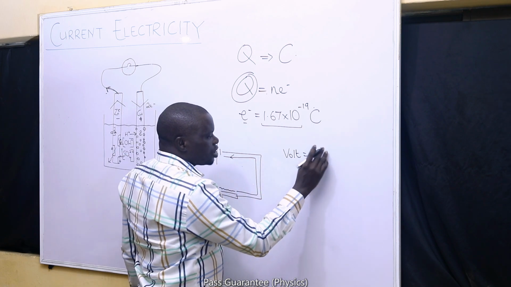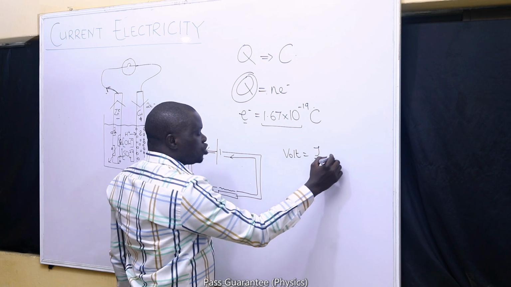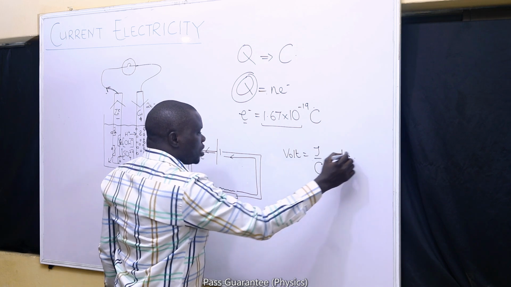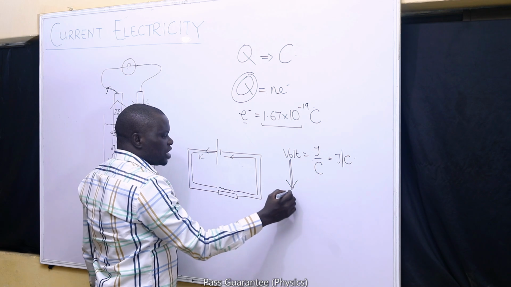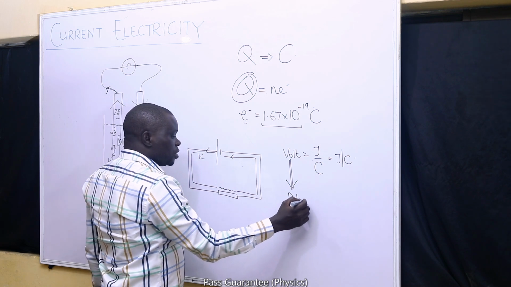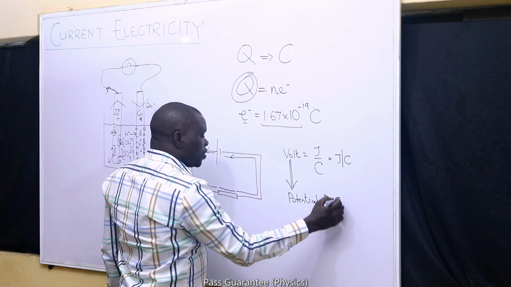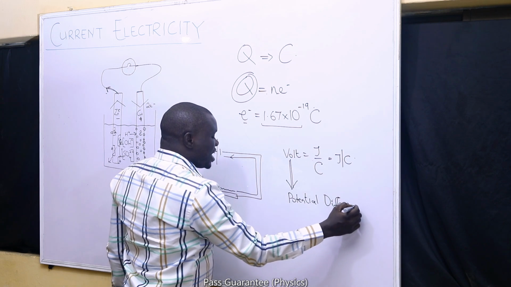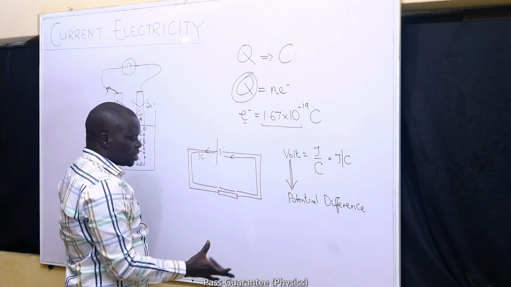So volt is like joules over coulomb. That is joules per coulomb. And that volt is the unit of potential difference. The cell drives current or charges through a circuit by creating a difference in potential.